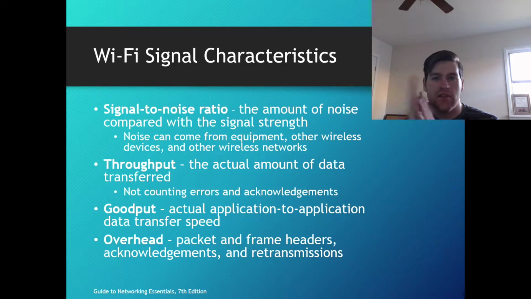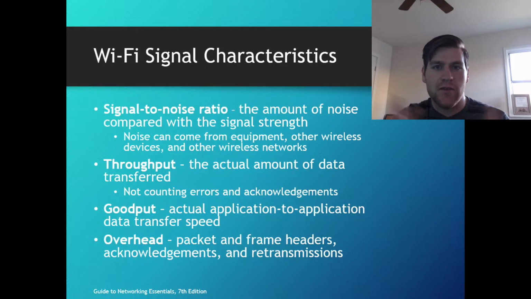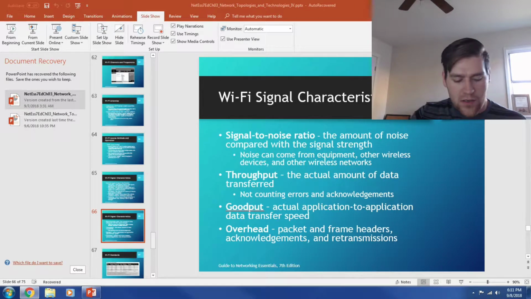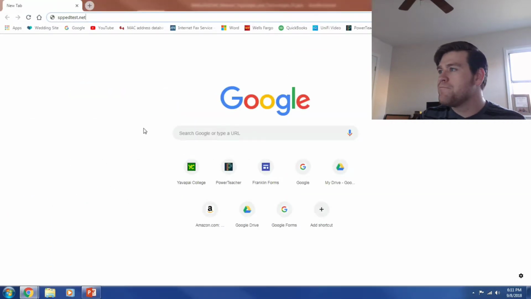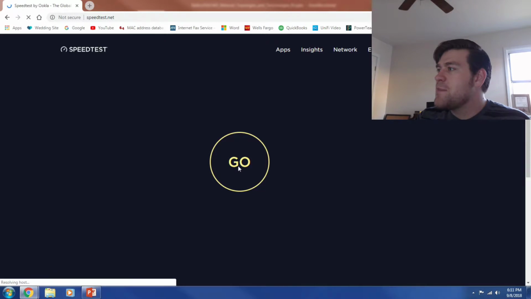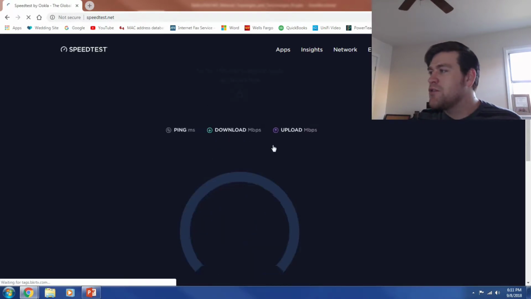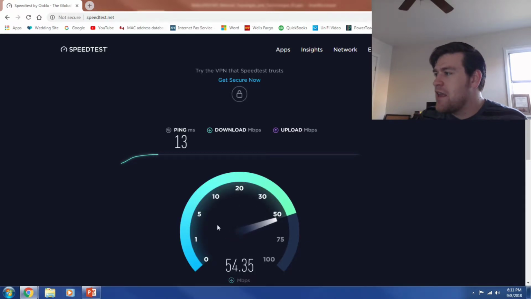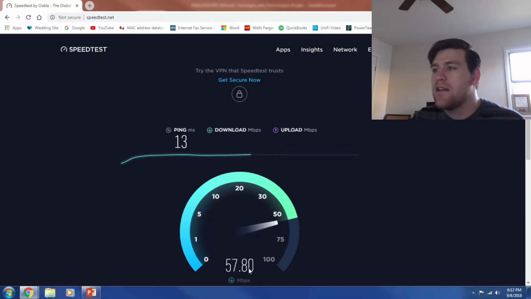That's actually more difficult to measure than anything else. Throughput is what you measure when you do a speed test. If anybody has ever used speedtest.net, I'll show you what that looks like real quick. Speedtest.net tests your actual throughput. It's going to do a little ping, and then it's going to say my download speed is 50 something, 53, 54 megabits per second.